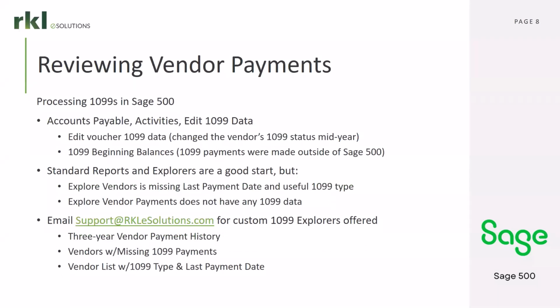So, reviewing vendor payments. Accounts payable activities, edit 1099 data is a function that's been available that you can use to go in and change 1099 data. Say mid-year, you might have a situation where someone entered vendor invoices and made payments before they realized the vendor would even need a 1099. And hopefully you're sending out W-9 forms with any new vendor that aren't obviously corporation.